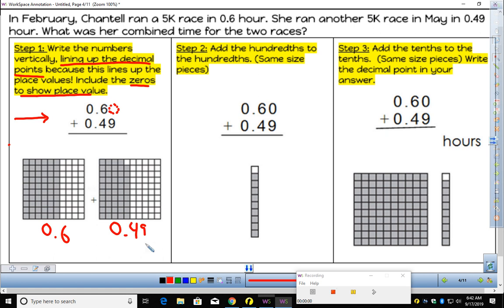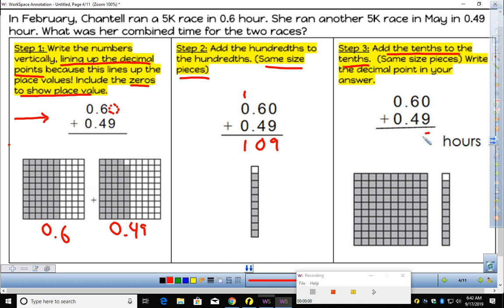Step 2, add the hundredths to the hundredths. We're going to add same size pieces. Pennies plus pennies, dimes plus dimes, dollars plus dollars. So 9 plus 0 is 9. 4 plus 6 is 10. 1 plus 0 plus 0 is 1. I've jumped ahead of myself a little bit. I've started to combine steps 2 and 3. I added the tenths as well.